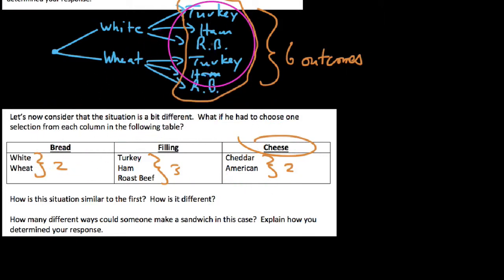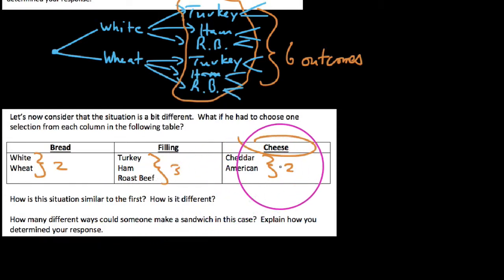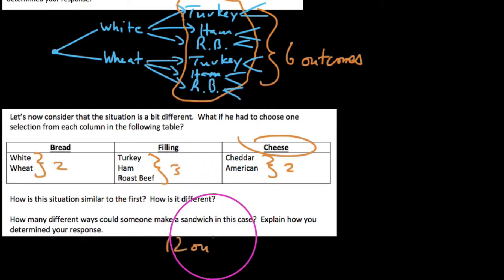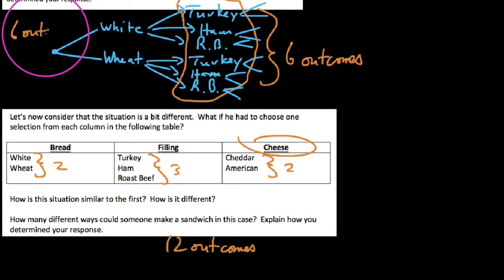So I want us to understand that if I were to do this now, out of each one of these branches, I could say it's white turkey cheddar or white turkey American. I'm going to get 2 more branches that spout out of each of these, and since I already had 6 initial branches, how could I easily find how many outcomes there would be then? This is just different in that I now have 2 ways to interpret all of my former results, and so we're going to have 12 total outcomes, or 12 different possible sandwich combinations here, whereas up here we had 6 outcomes.